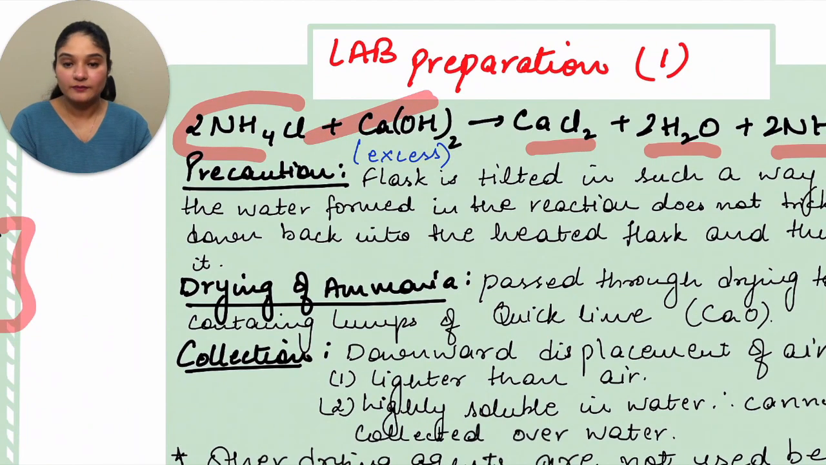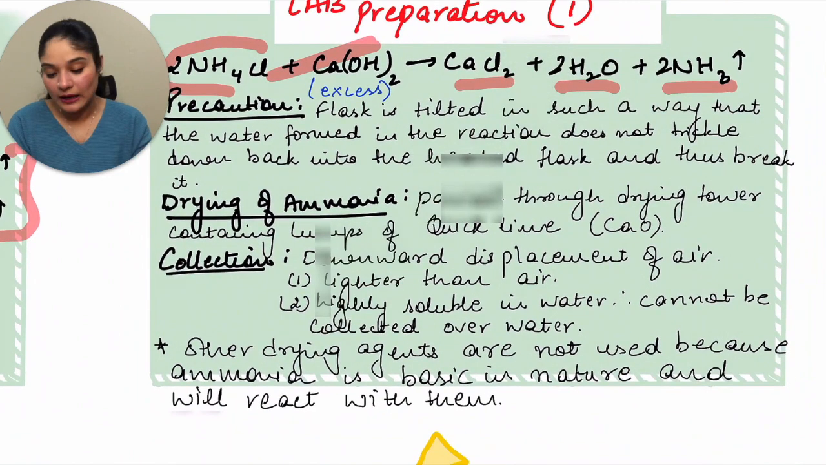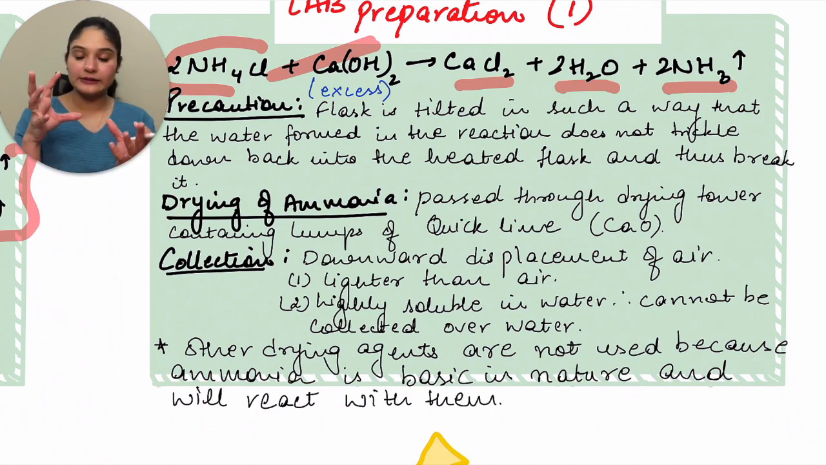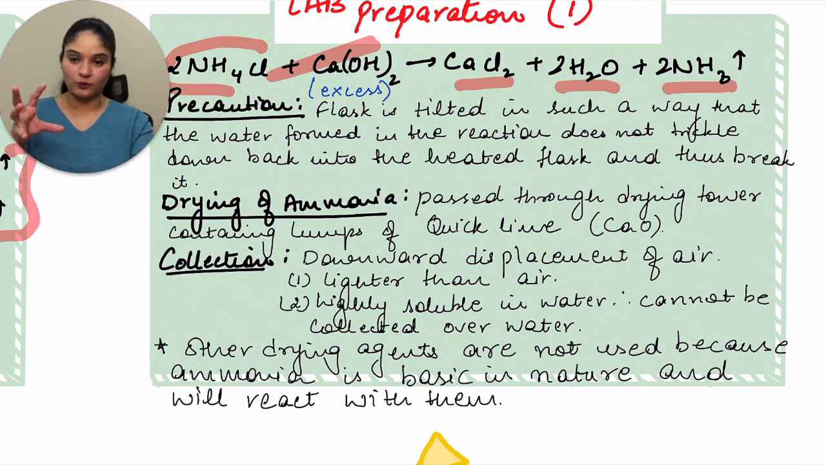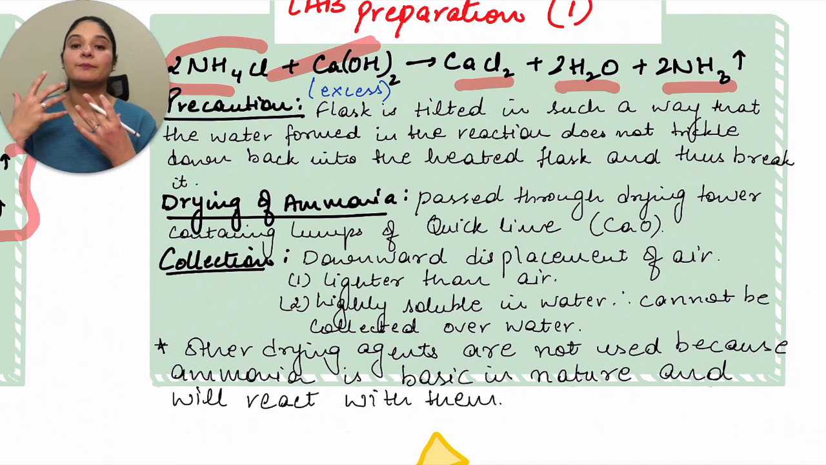What is the precaution for this? The flask is tilted in such a way that water formed in the reaction does not trickle back down into the heated flask and thus break it. When I show you the diagram at the end, you will see that the flask from which your ammonia gas is going out is tilted. The reason for that is that the water doesn't trickle back down into the flask and break it.